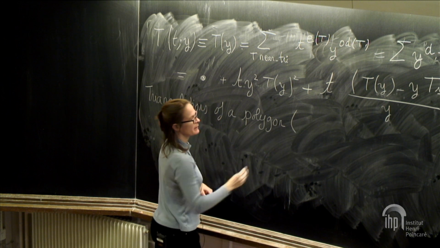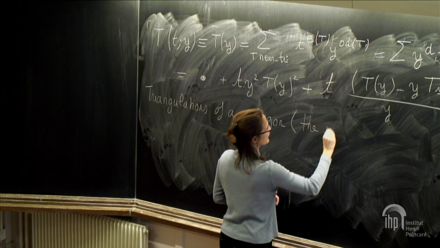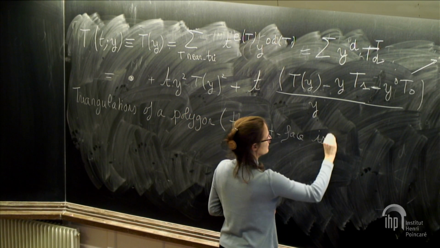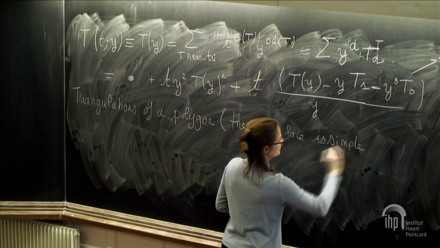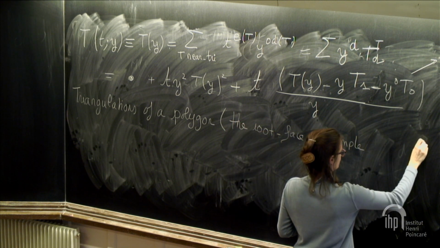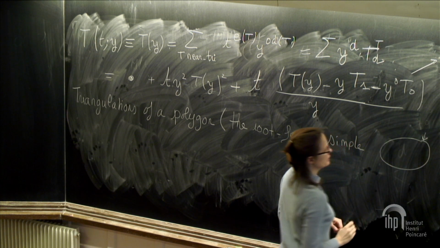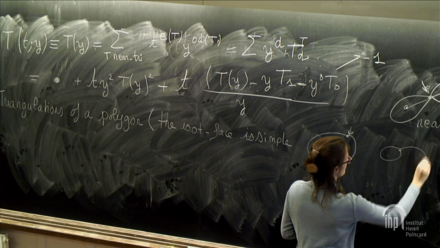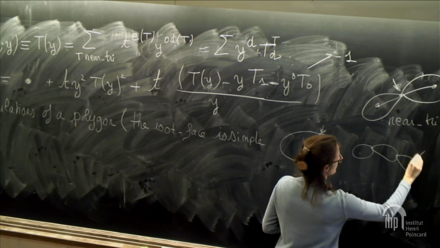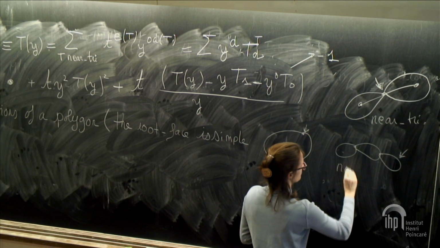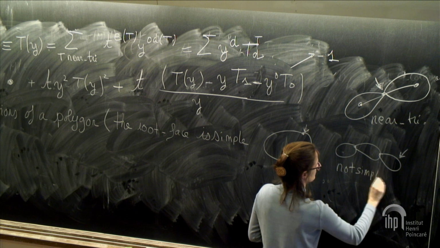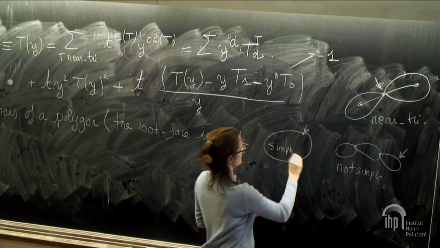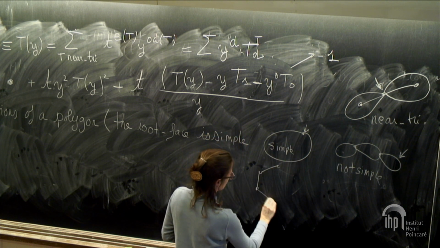And by this, I mean that the root face is simple. Meaning that when you go around it, you see just one every vertex. And in other words, what you wouldn't like to see is pieces like that. So this is not simple. And this is simple. That is, you should think of the outer face as really some polygon.